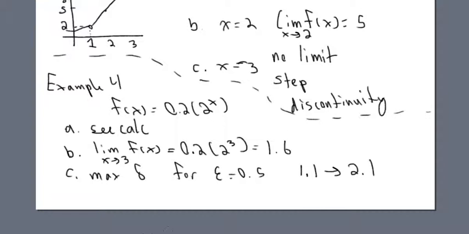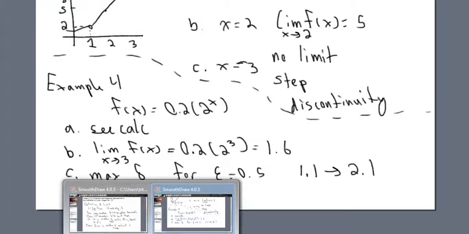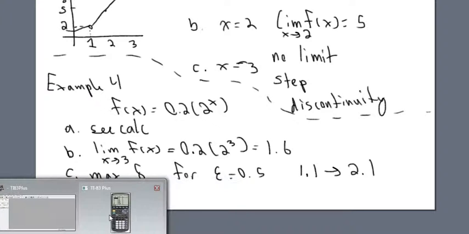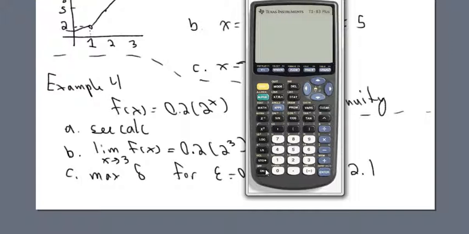Graphically, oops, wrong button, there we go. Because it does say find this graphically. Now I'm just going to draw lines at 1.1 and 2.1. So if we want to be within that range, it's somewhere in there.